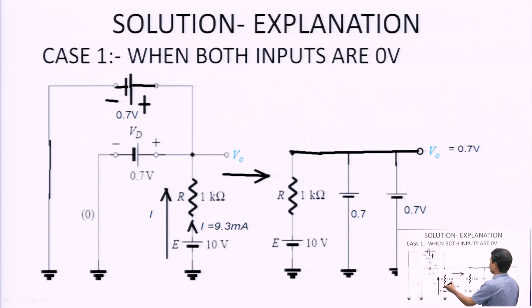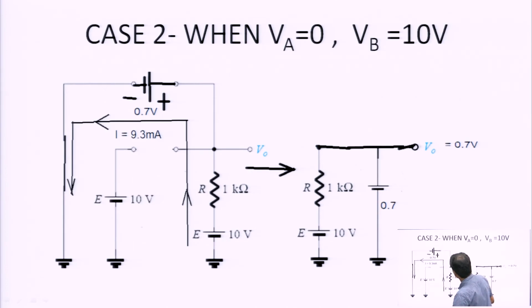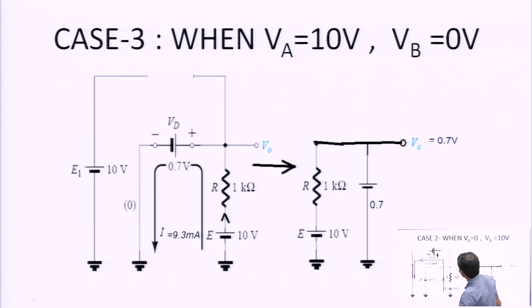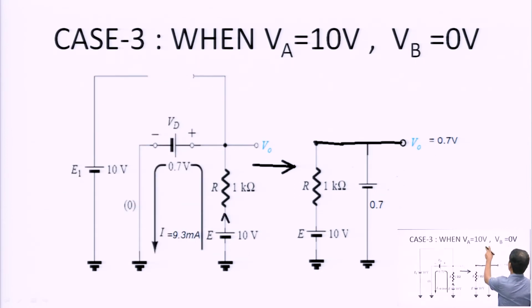This I have already discussed, how it works. These are the various conditions to calculate the output voltages. You can see that every condition I have taken here. Case 2 when VA is 0, VB is 10. This is all about the concern I have already discussed. This is case 3 when VA is 10 volt and VB is 0 volt and V naught is equal to 0.3 volt.